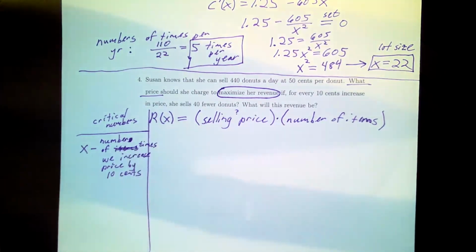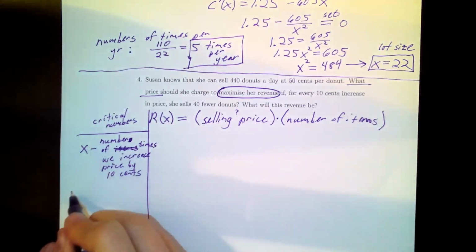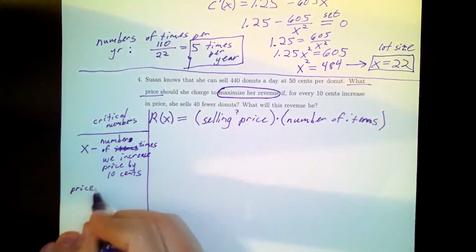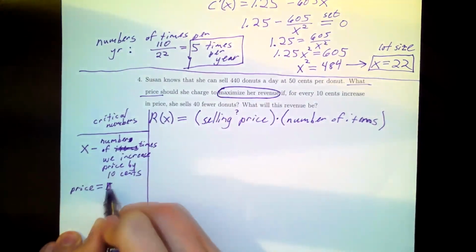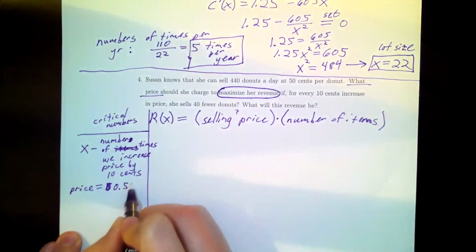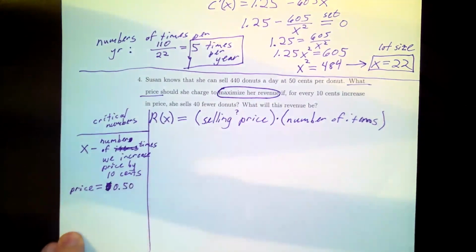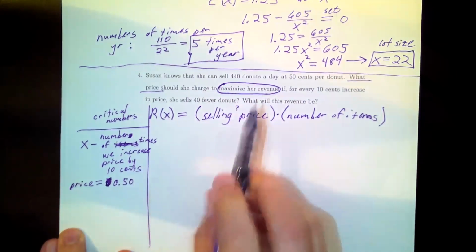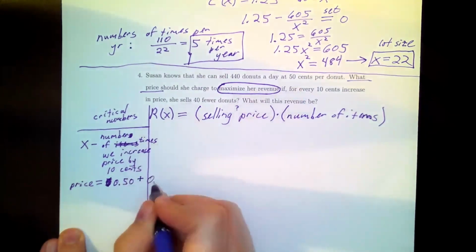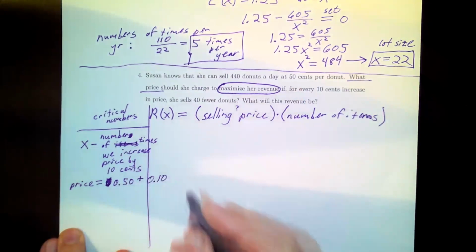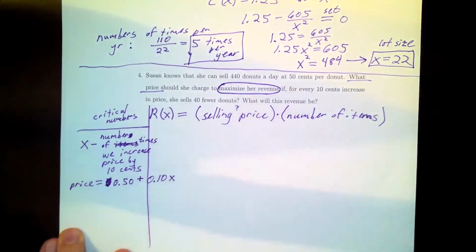X is the number of times we increase the price by 10 cents. That's the number of price increases that we might have. So if X is the number of price increases, then the selling price starts out at 50 cents, which we're going to write as $0.5, plus 10 cents for every time that she increases the price.